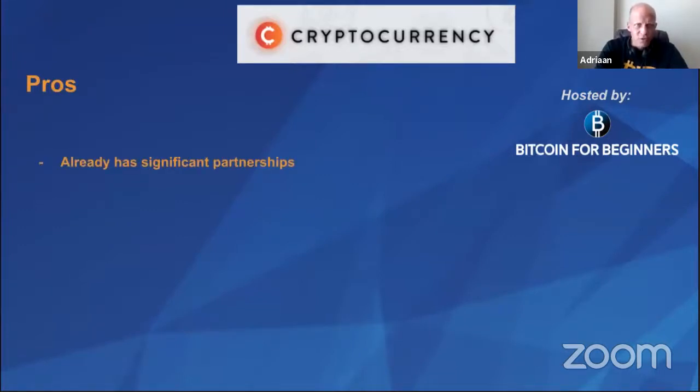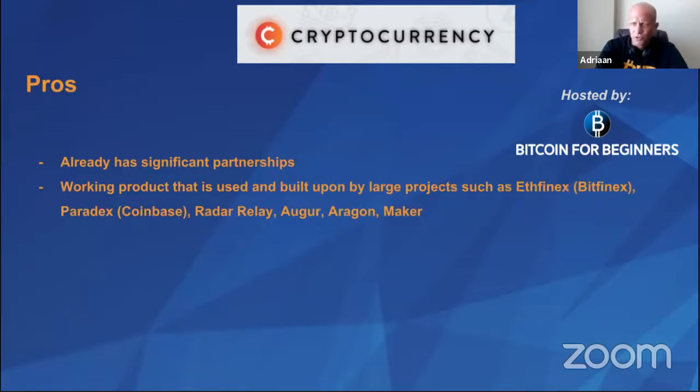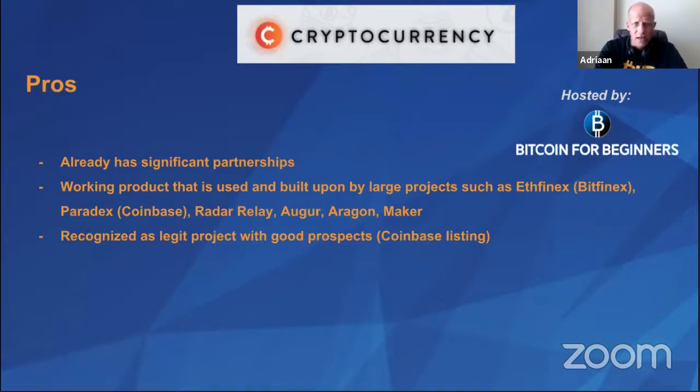Some of the pros: it already has significant partnerships in the form of relayers and people using the network. It has a working product that is used and built upon by large projects such as ETHFinex, which is the decentralized ERC20 exchange from Bitfinex, Paradox, which is owned by Coinbase, Radar Relay, Augur, Aragon, and Maker.